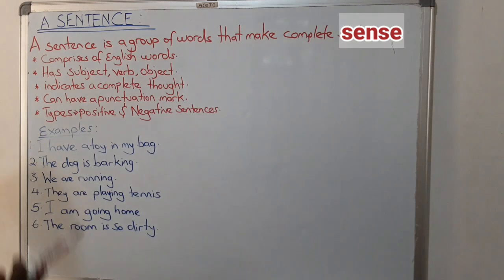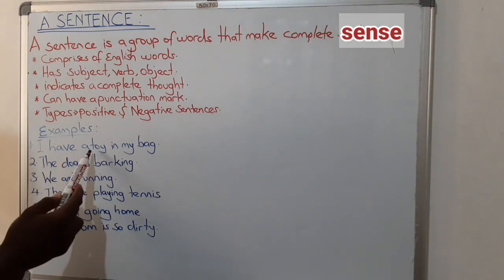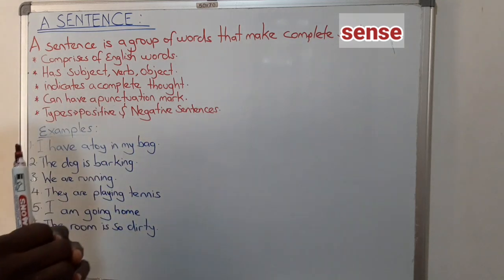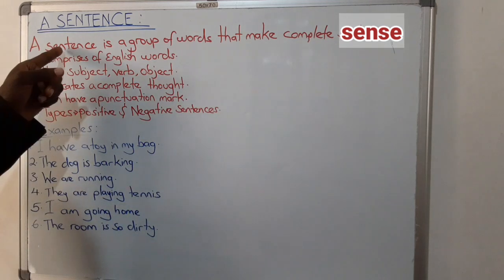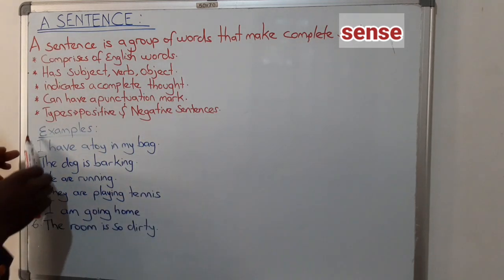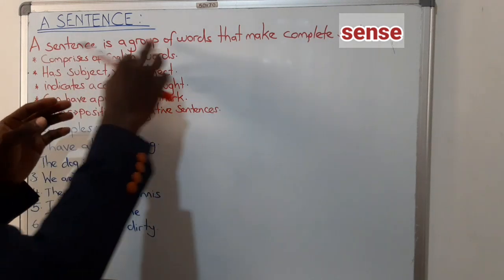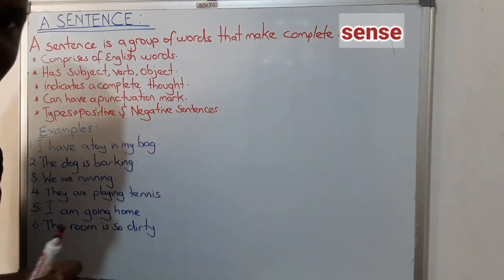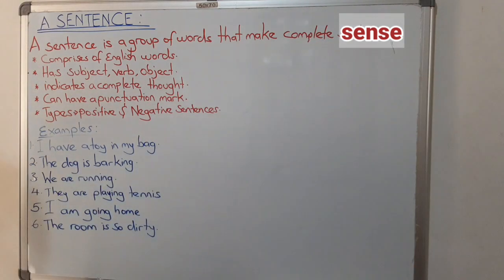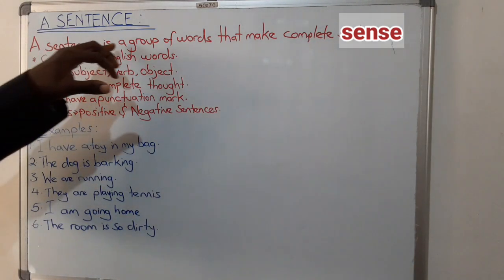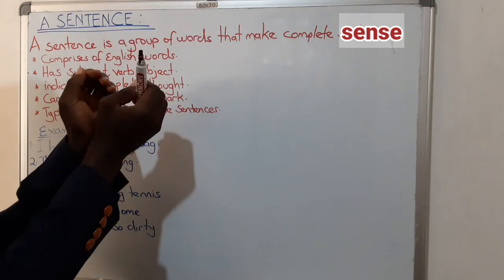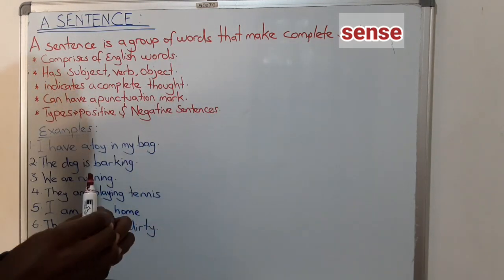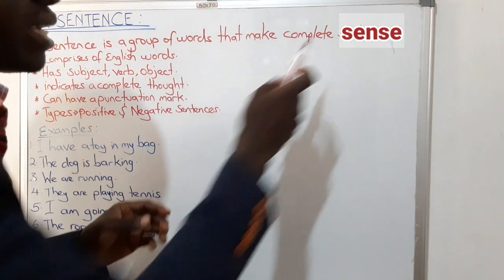How many words do we have? We have 1, 2, 3, 4, 5, 6, 7. So 7 words that are joined together to form one sentence. This is one sentence because it is a group of words, but these words must make complete sense. Hope we are together. In other words, a sentence is a group of words that are written together to make complete sense.